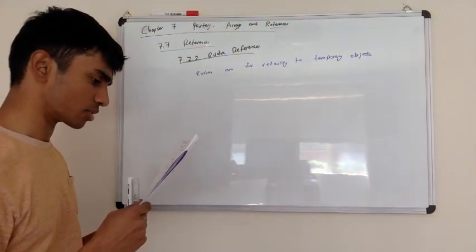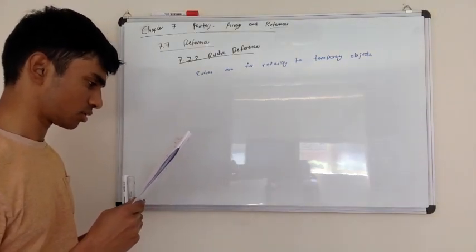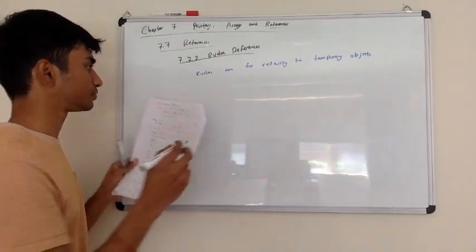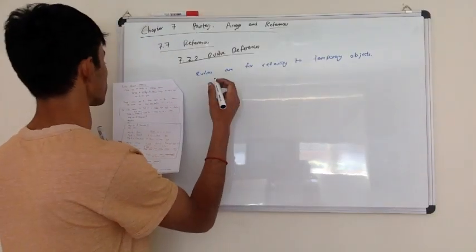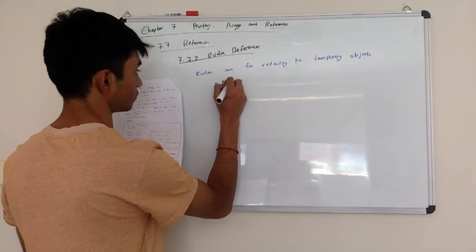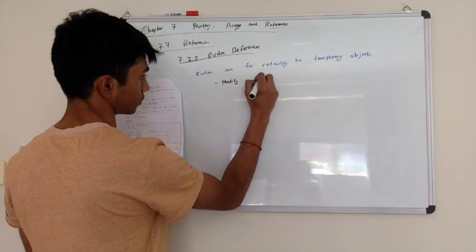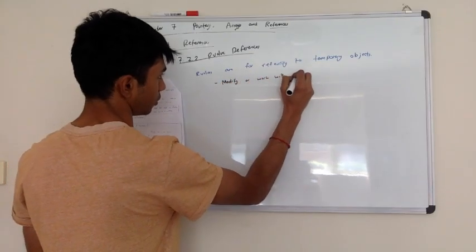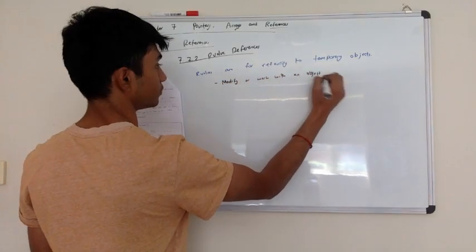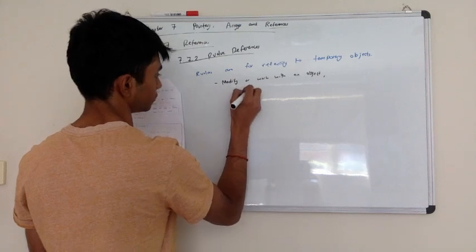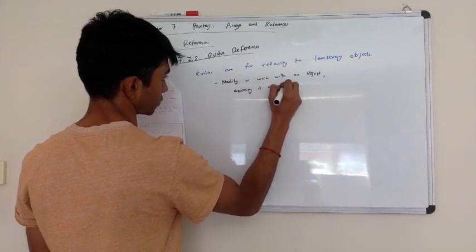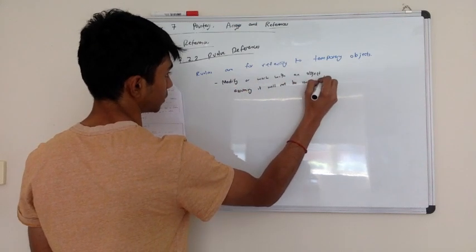Typically for modifying the object. So usually if we're going to use an Rvalue reference, we use it to modify or work with an object, and assuming it will not be used again.